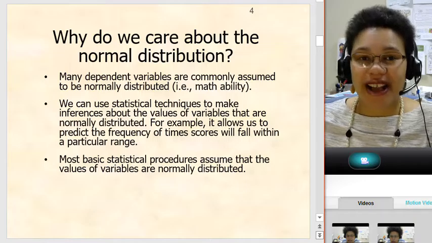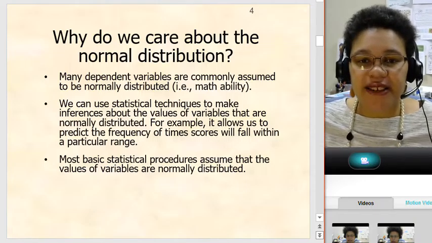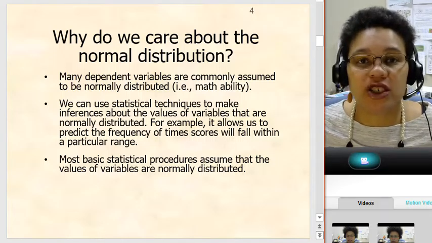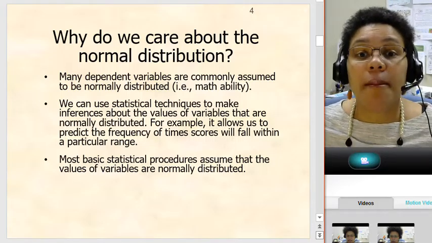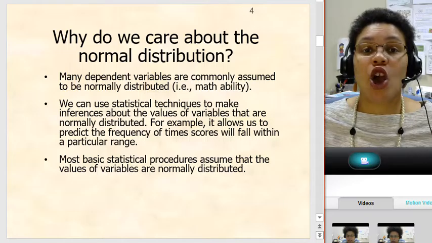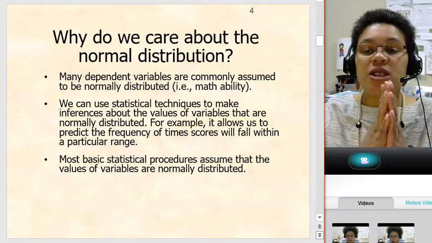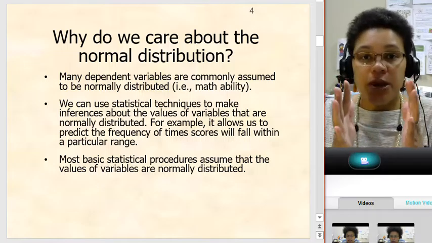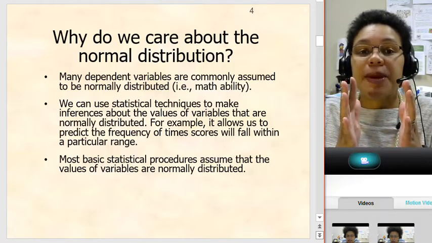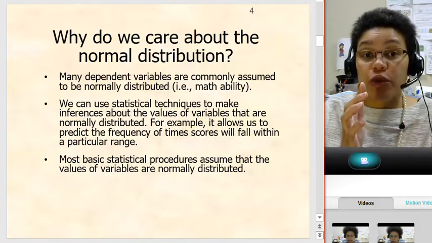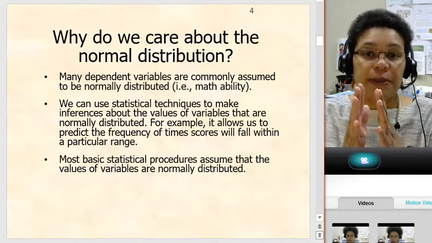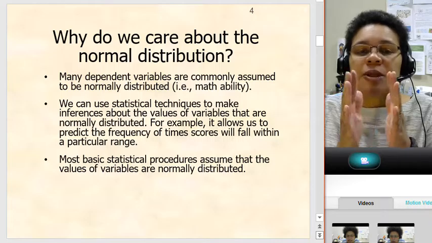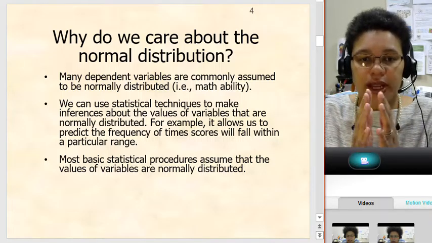Why do we care about it? Many dependent variables are commonly assumed to be normally distributed. For example, math ability. We expect most people to fall into some kind of middle range of math ability, with some people being really good at math and some people being not very good at math at all, right? But most people will fall in some kind of middle range.